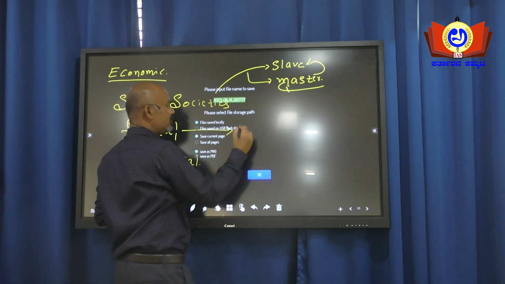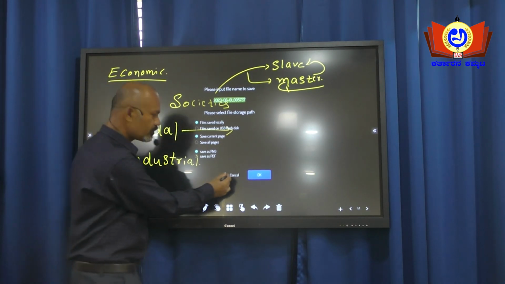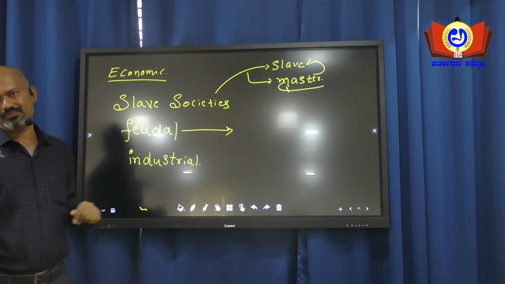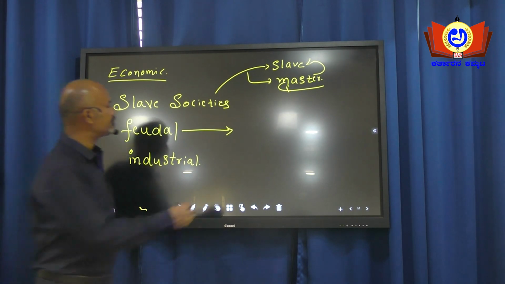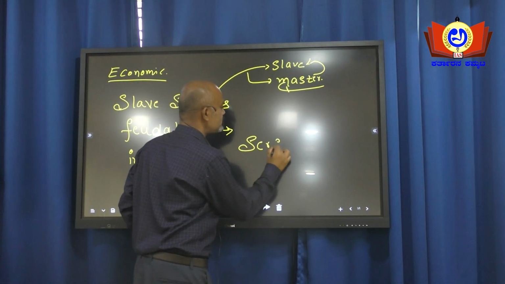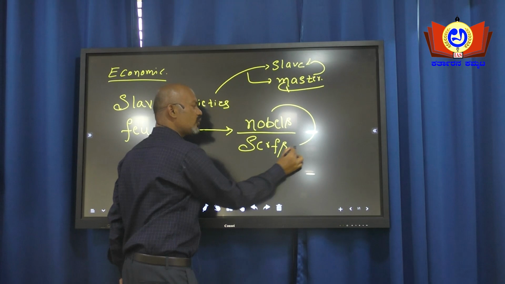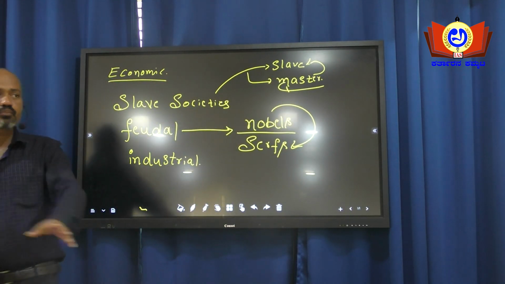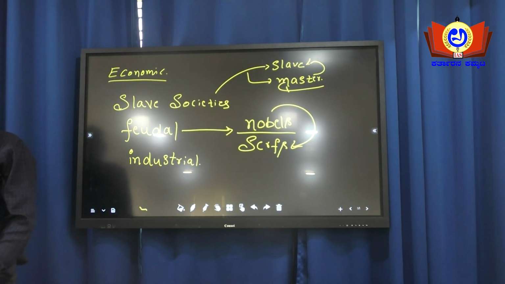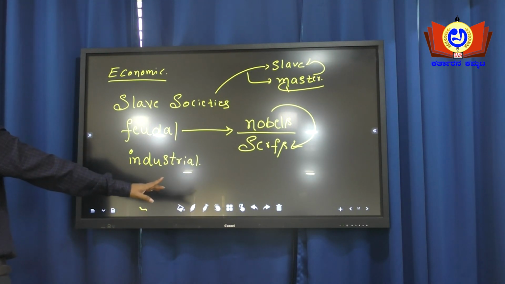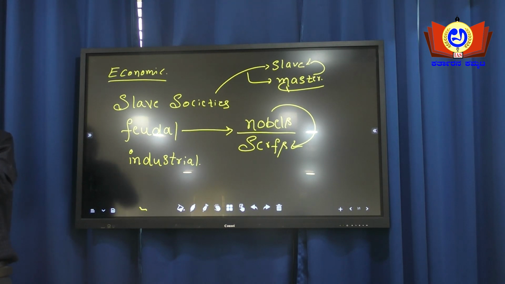In feudal society, what happened is this slave was replaced by serf. Write down serfs, and masters were replaced by nobles. Nobles used to extract work from serfs, not in that brutal manner as with slaves. Examples: medieval England, where this kind of practice was there, and in India also, but only till the 20th century.